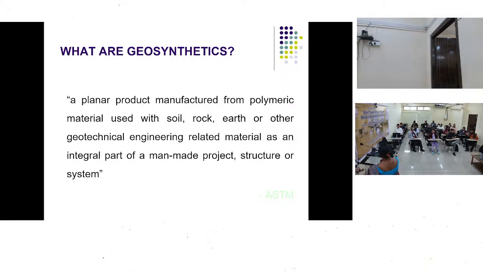The definition as per ASTM, American Society of Testing Materials, states that geosynthetic is a planar product manufactured from polymeric material used for soil, rock, earth or other geotechnical engineering related material as an integral part of a man-made project, structure or a system. The points to remember here is that number one, it is a planar product. Planar product means it's a two-dimensional product. That is one thing we need to remember first of all.